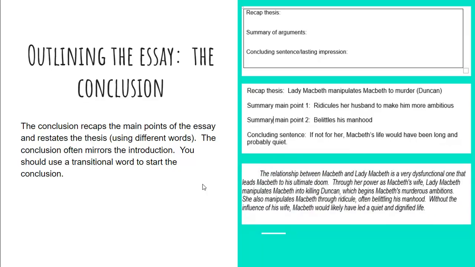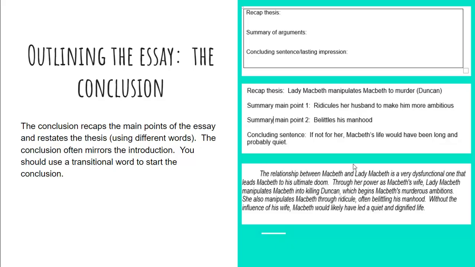When I put this together into a complete paragraph using actual sentences, it sounds like this. The relationship between Macbeth and Lady Macbeth is a very dysfunctional one that leads Macbeth to his ultimate doom. Through her power as Macbeth's wife, Lady Macbeth manipulates Macbeth into killing Duncan, which begins Macbeth's murderous ambitions. She also manipulates Macbeth through ridicule, often belittling his manhood. Without the influence of his wife, Macbeth would likely have led a quiet and dignified life.